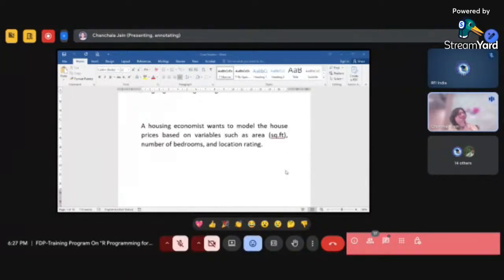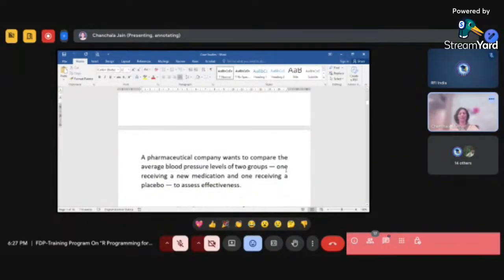Right? So which regression, sir? So which regression will we perform here? Ma'am, since there is more than one independent variable, this is a case of multiple regression. Very good. Multiple regression, ma'am. Yes, very good. Thank you, sir. Next.